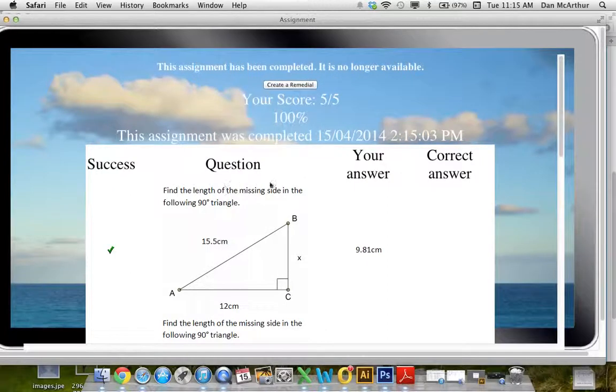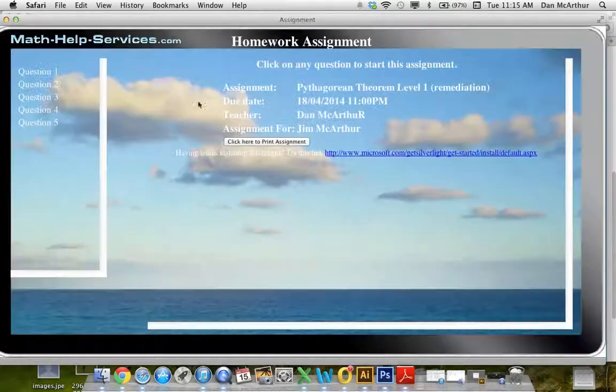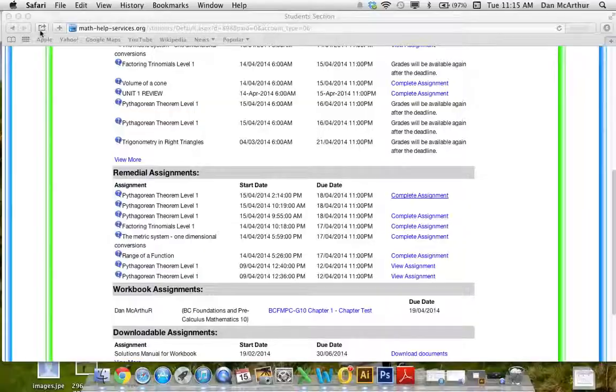Most of your teachers, and of course ask your teacher this, but most of your teachers will allow you to do as many remedials as you want to, and they'll just take the best grade. So even if you do get 5 out of 5, and you try another one because you want some practice, and you get 3 out of 5, you haven't lost anything. So you might as well go ahead and try another one if you want some practice. So we can go ahead and take our remedial right now if we want to, and that'll pop us into this right here. Or, on the other hand, you can wait to create a remedial.